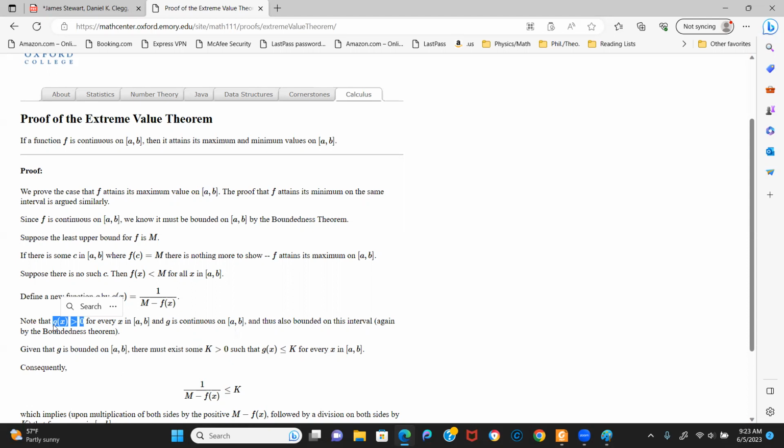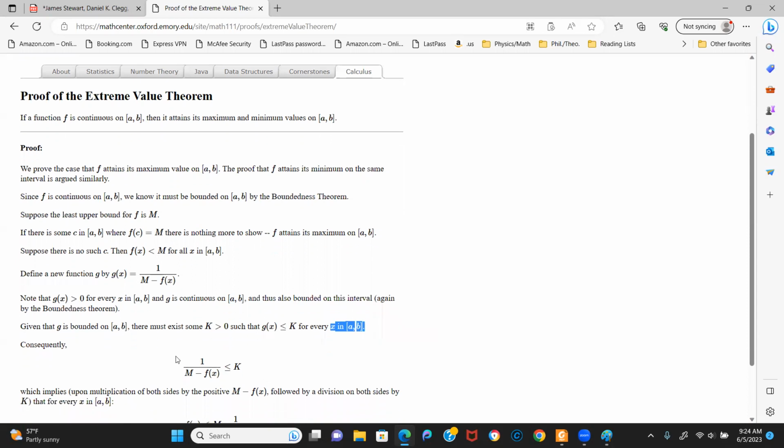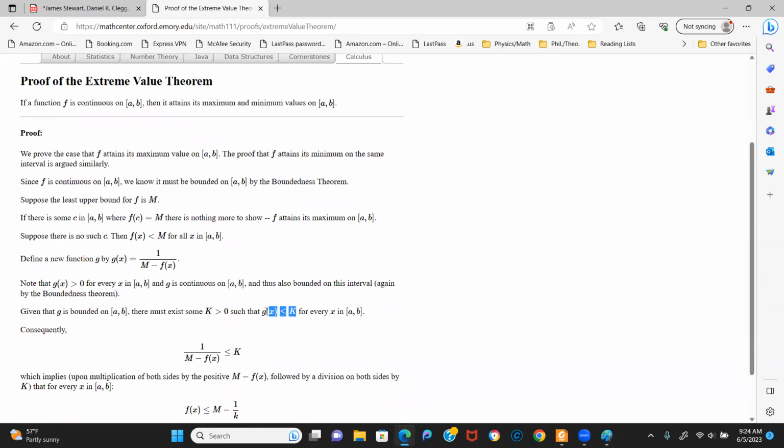So its upper bound also has to be above the x-axis. So there exists some positive number k such that g of x is less than or equal to k, and that's for every x within the interval. So what does this inequality mean right here? g of x is less than or equal to k. Well, remember how g of x is defined. If you just plug in the definition for g of x, you get this inequality.